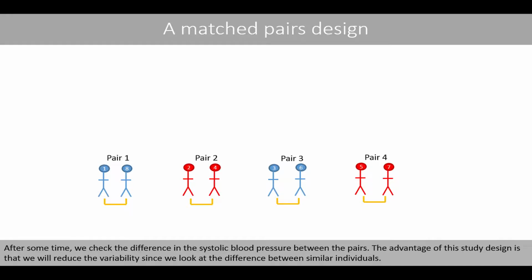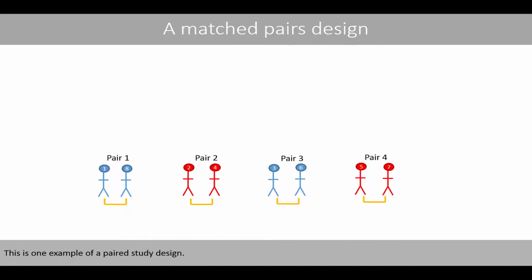After some time, we check the difference in the systolic blood pressure between the pairs. The advantage of this study design is that we reduce the variability since we look at the difference between similar individuals. This is one example of a paired study design.